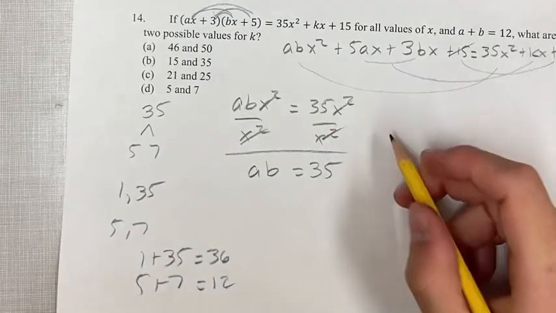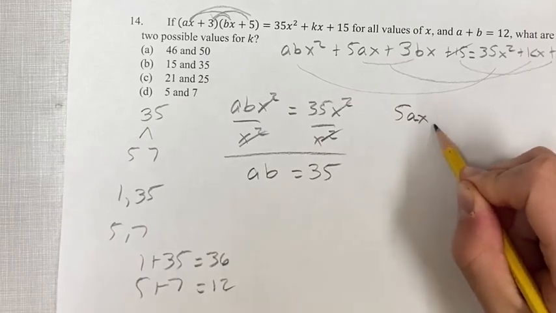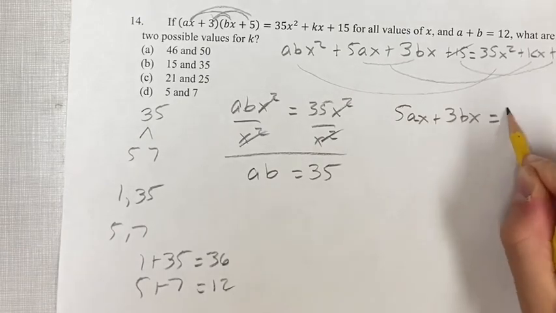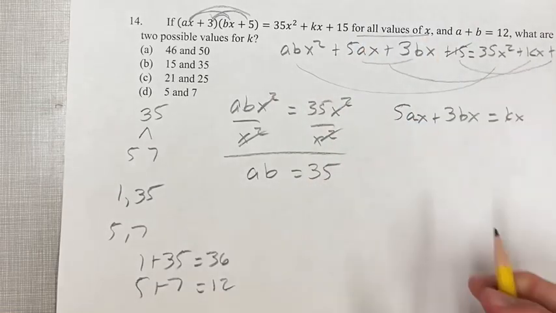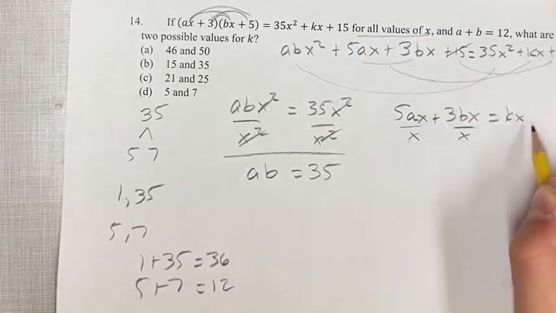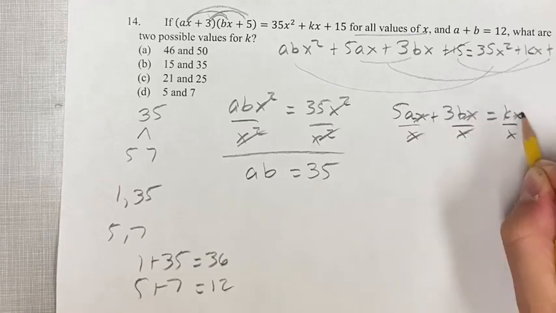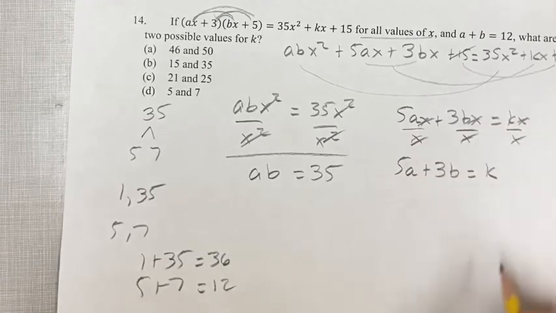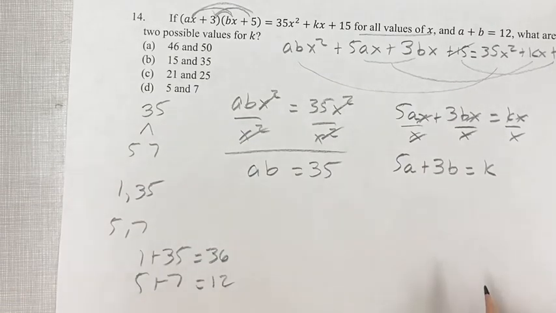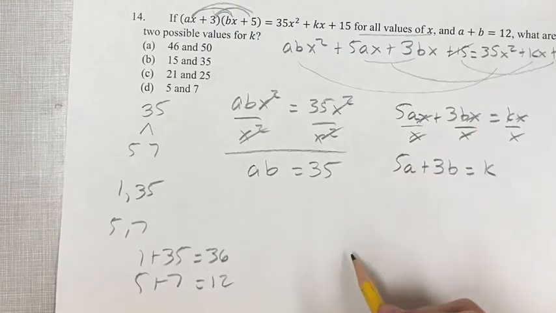So, 5ax + 3bx is equal to kx, right? Again, all the x terms have to be equal for this to be true for all values of x. And we divide by x. We have 5a + 3b is equal to k. We plug in 5 and 7 into this equation and solve for k. However, we don't know which one is 5 and which one is 7.